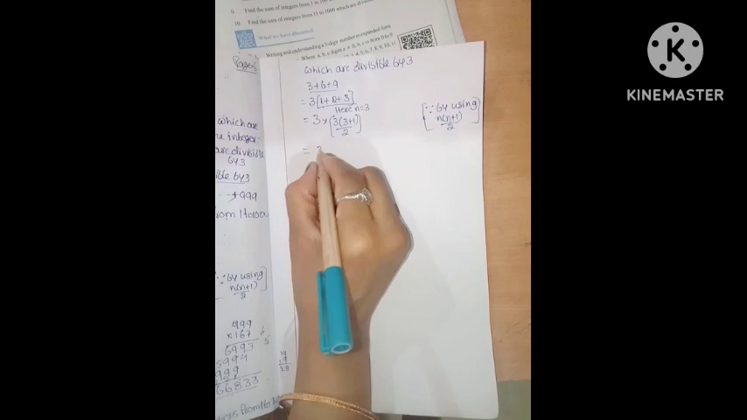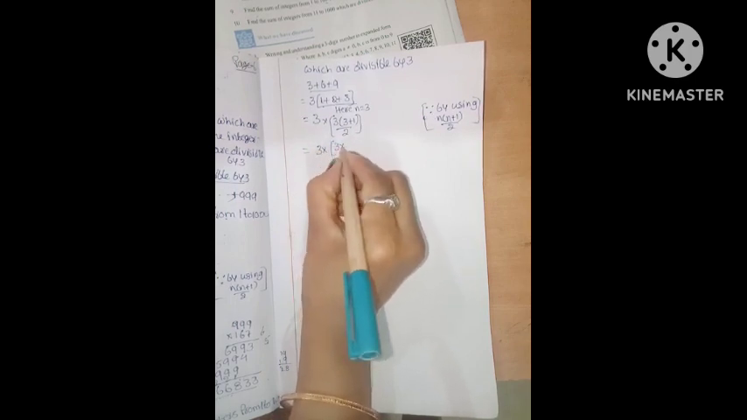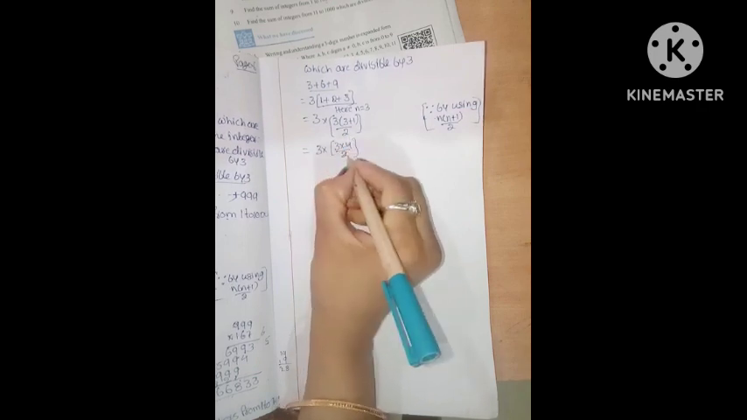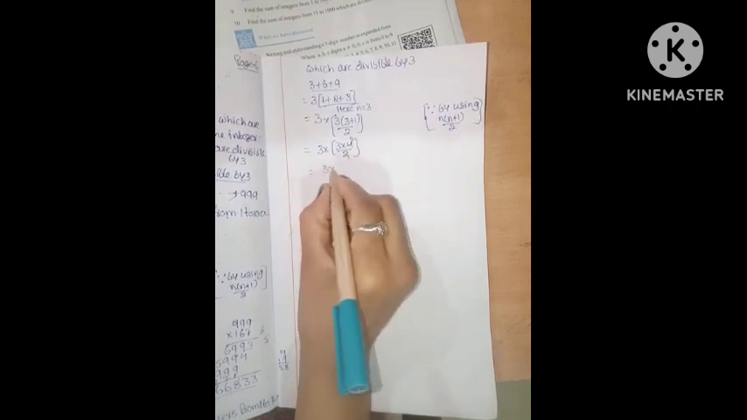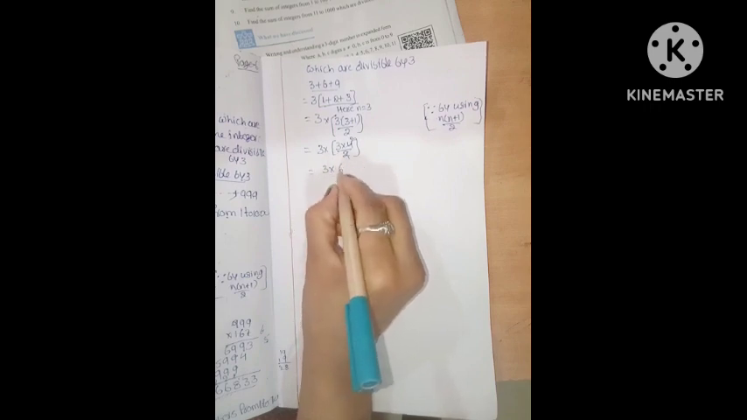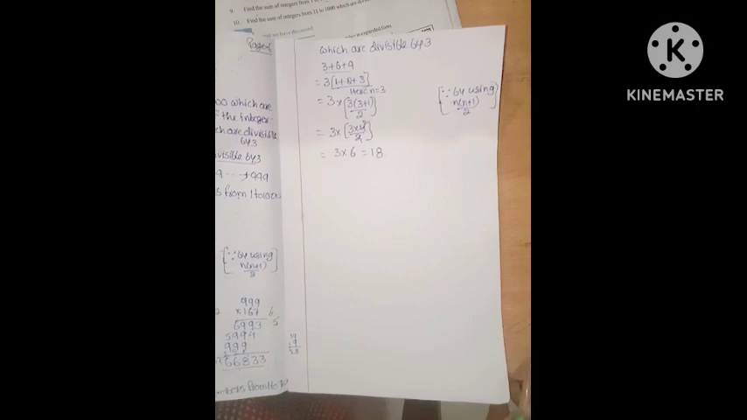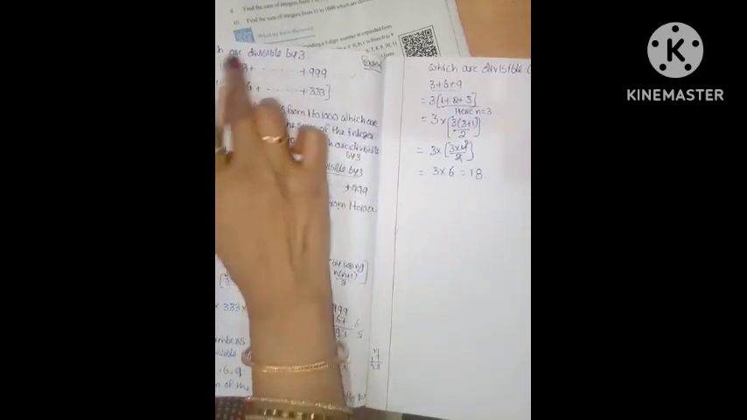So 3 into 3 plus 1 means 4, by 2. Simplify this one. Cancellation in the table of 2: 2 1s are 2, 2 2s are 4. So removing the brackets, 3 2s are 6. So 3 6s are 18. Okay, subtracting these two terms only, we will get this one only.